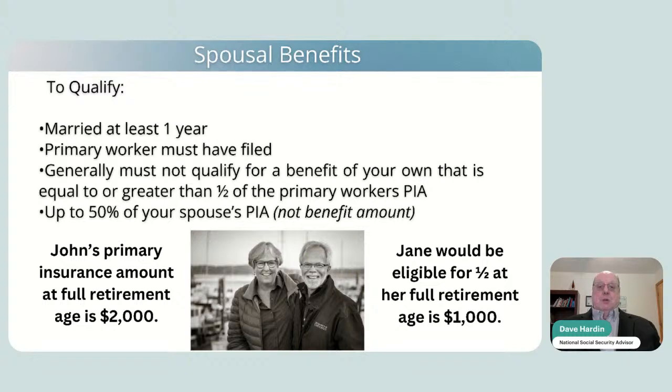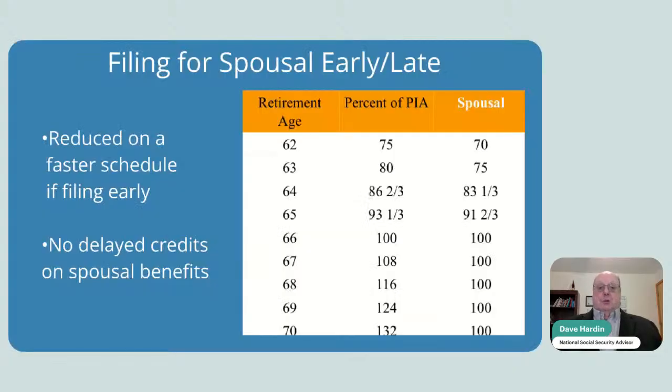So here's an example. John's primary insurance amount at full retirement age is $2,000. Jane, his spouse, would be eligible for one half at her full retirement age. She gets $1,000. Pretty simple. But there's a couple of caveats. If you take your full benefit at 66 or 67, you get 100%. Well, you get 100% of your 50% if you're filing for spousal benefits at your full retirement age. But if you file as early as 62, you get less, not 75% of that, but 70%.